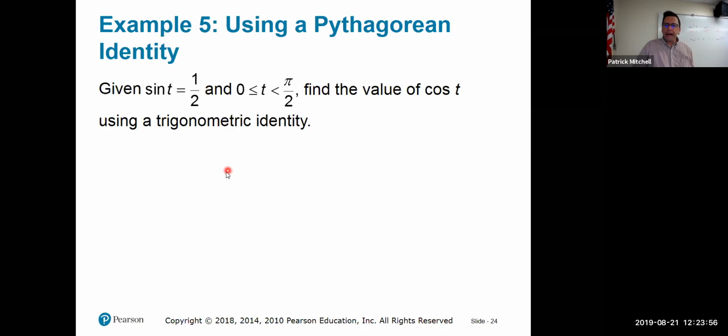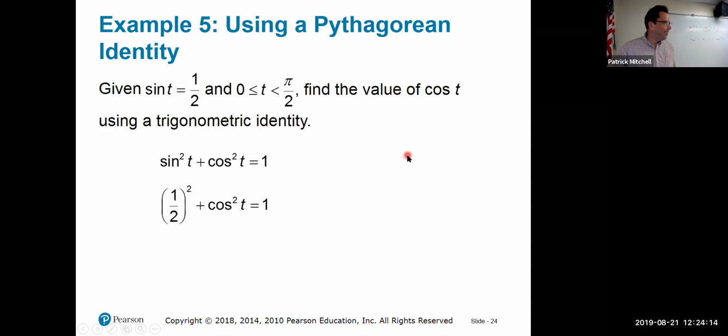I start with my identity that relates sine t to cosine t. That's the one we were just talking about. Sine squared t plus cosine squared t equals 1. And since they told me that the sine of t is 1/2, I can replace sine t with 1/2. See how that works? And again, it really helps if you understand the special notation here. This means the square of sine t. And so if I replace sine t with 1/2, it becomes the square of 1/2. Okay. So now I have 1/2 squared plus cosine squared t equals 1.